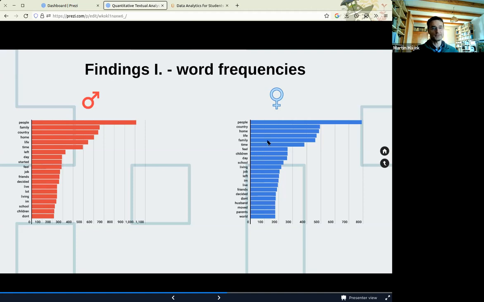So it's pretty similar, just the position of family is higher in the female sample, but we can see that the difference in frequencies of these very frequent words is not huge, so they are pretty close. So the order is not so important. And next, we see the rest of the terms.